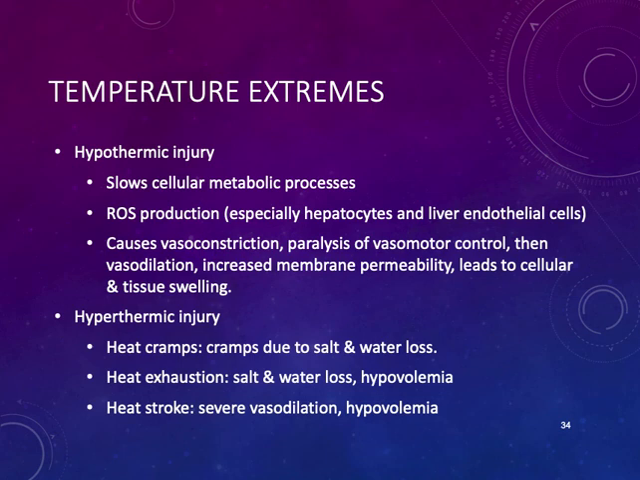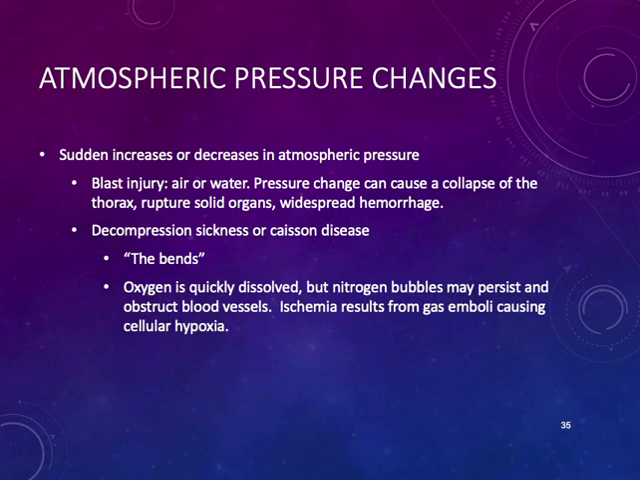Hyperthermic injury. You may see this commonly if you work in the ER or in an urgent care, but it can progress from anywhere from heat cramps to heat stroke. Essentially they have an imbalance where they lose salt and water, and it progressively gets worse. Heat exhaustion is more severe, where they start to get hypovolemia. Heat stroke is very severe, where they start to get circulatory collapse. But obviously temperature extremes can cause cellular injury. This you can go ahead and take a look at.